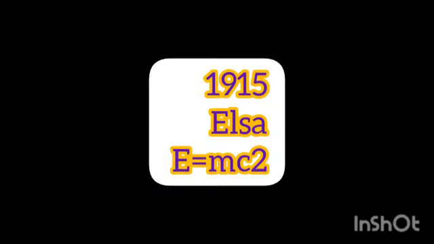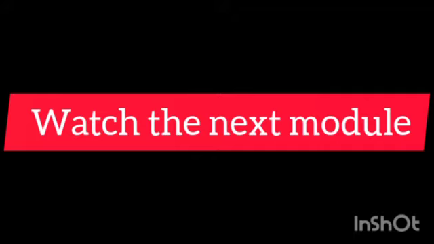The answers are: in 1915 he proposed the general theory of relativity. Elsa is his second wife, and the formula is E equals mc squared.